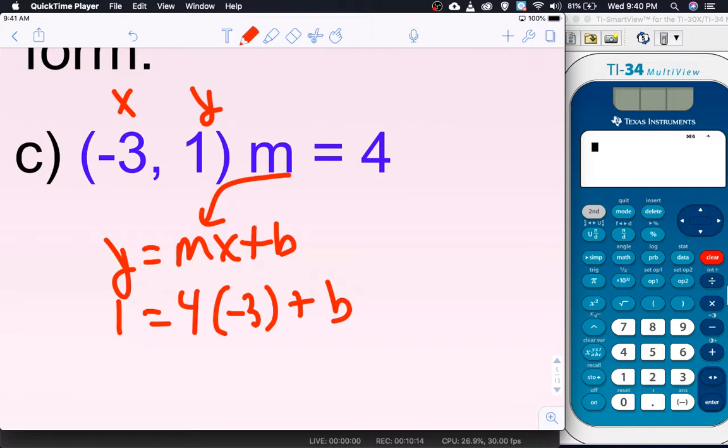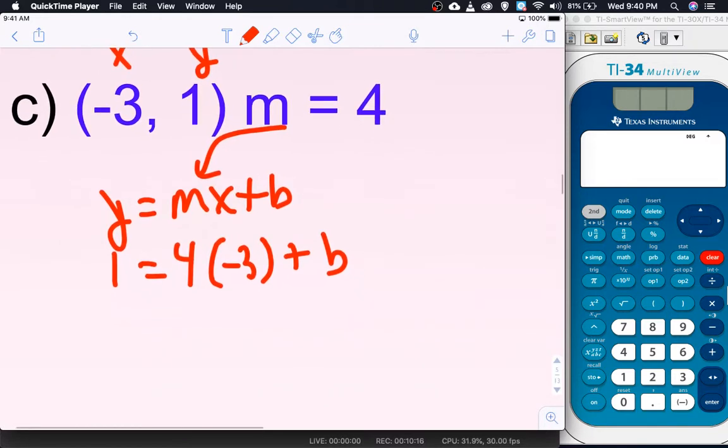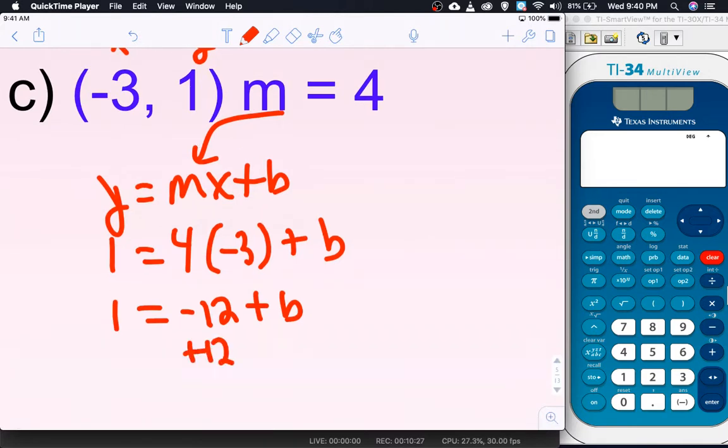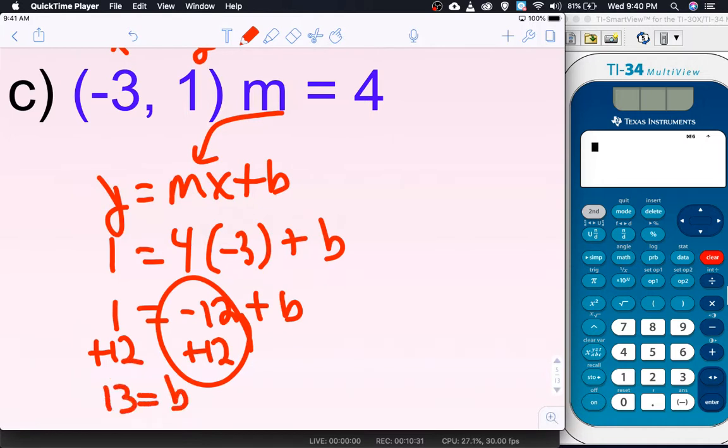So then we simplified and solved this equation. Simplify would be multiplying the 4 times the -3, which is -12. Solve would then be adding 12 to both sides and getting a b value of 13. That is our y-intercept. Finally, writing the equation of our line.